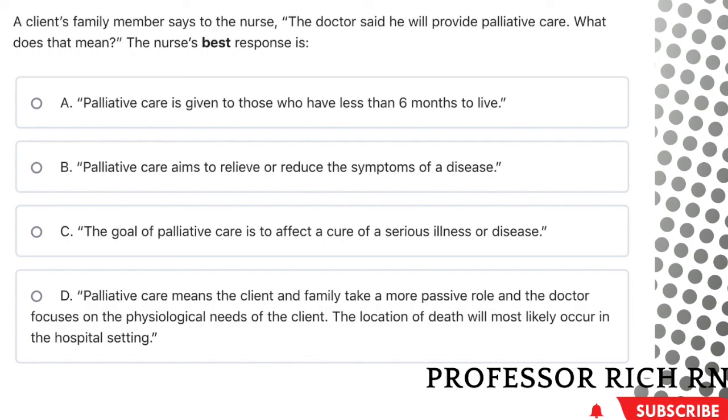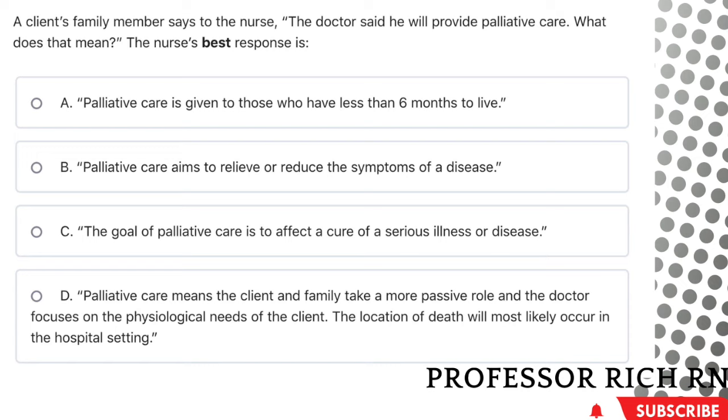All right, our next question is, a client's family member says to the nurse, the doctor said he will provide palliative care. What does that mean? The nurse's best response to that is: A, palliative care is given to those who have less than 6 months to live. B, palliative care aims to reduce or relieve the symptoms of a disease. C, the goal of palliative care is to effect a cure of a serious illness or disease. D, palliative care means the client and family take a more passive role and the doctor focuses on the physiological needs of the client. The location of the death will most likely occur in the hospital setting.